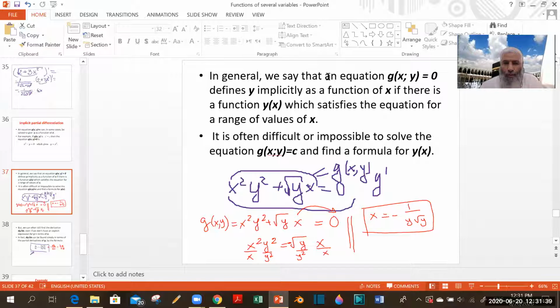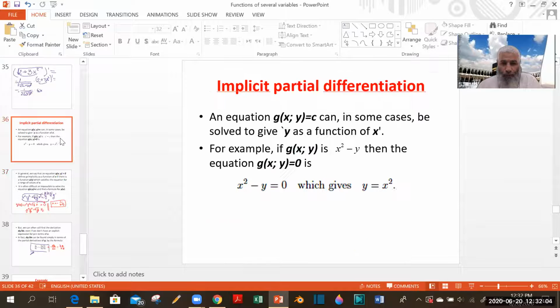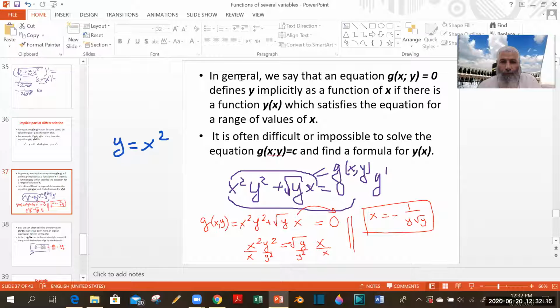In general, we say that an equation g of x and y equals 0 defines y implicitly as a function of x if there is a function y of x which satisfies the equation for a range of values of x. Like in our example here, y equals x squared, right? Yes, this is y of x equals x squared.